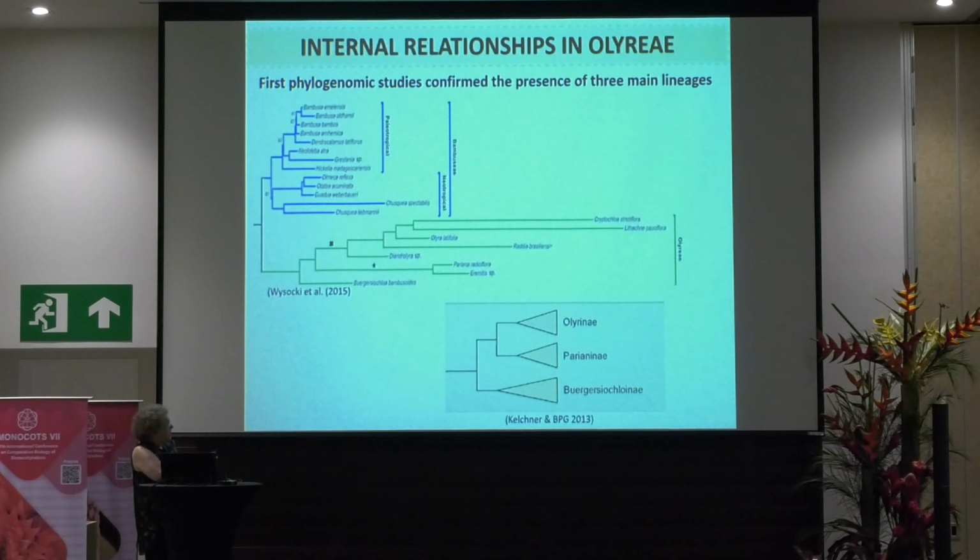But I want to point out here, you can see it looks like the rate heterogeneity in Olyreae is much greater than in the woody bamboos, and that is true. But if you had a tree with all the other grasses, the Olyreae would look more like the other grasses. It's the woody bamboos that are slow. So there are a couple of taxa, though, in the Olyreae that are just insane how fast they change.